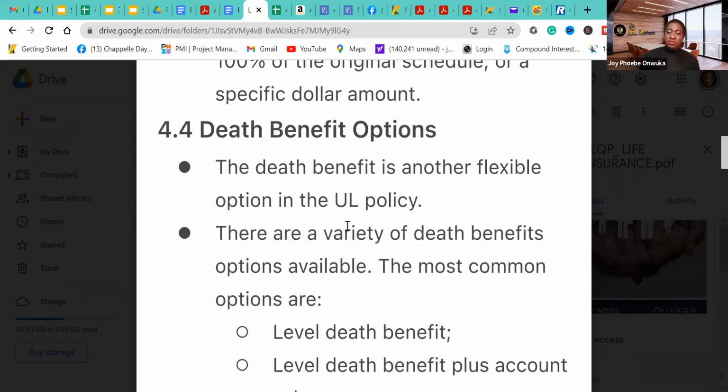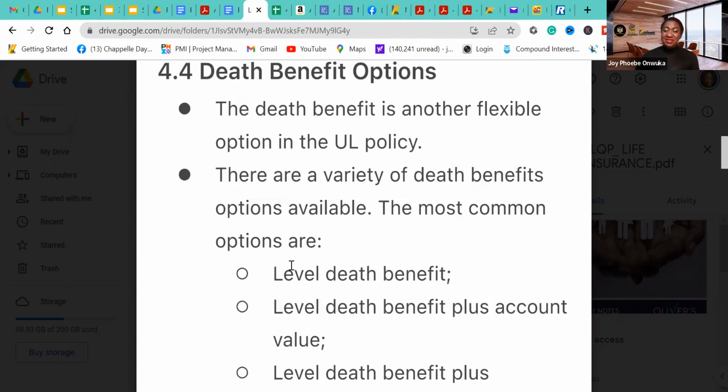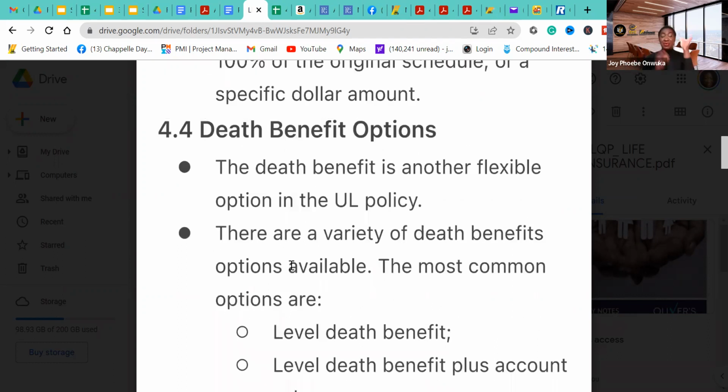Death benefit options. The death benefit is another flexible option in the universal life policy. There are a variety of death benefit options available. The most common options are level death benefit.